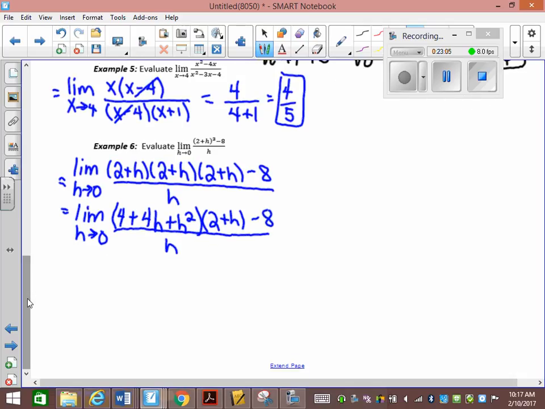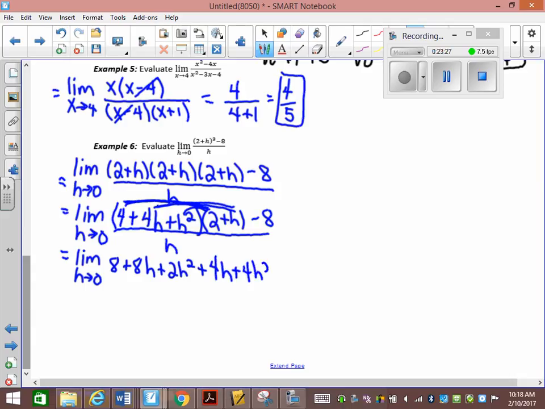And then we're going to get the limit as h goes to 0 of 8 plus 8h plus 2h squared plus 4h plus 4h squared plus h cubed minus 8. You know you're right if the 8 and the 8 cancel, right? They have to go away because you have to be able to pull an h out so that they can cancel off, or you can't do this.